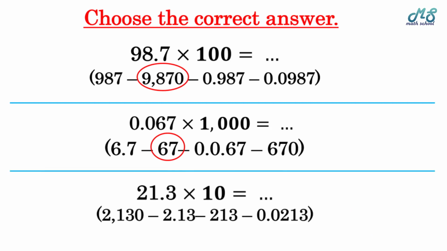Next, 21.3 times 10. Just move the decimal point just 1 decimal place. Why? Ask yourself. Because we will multiply the decimal by 10. It will be 213. It's a whole number.